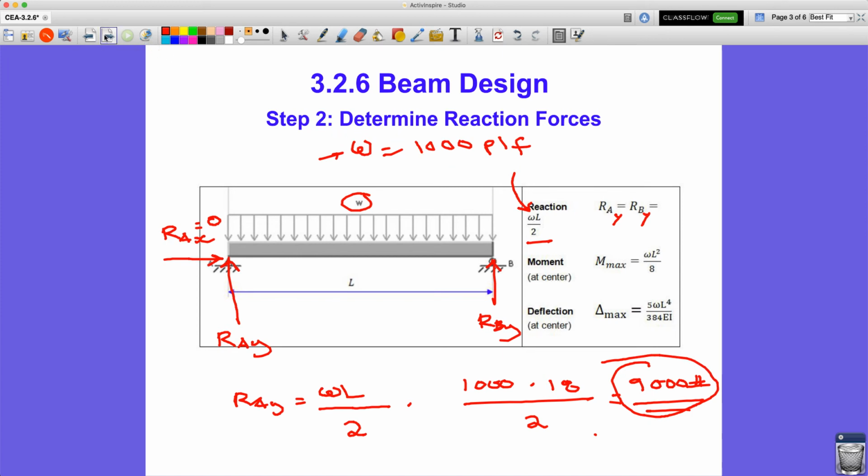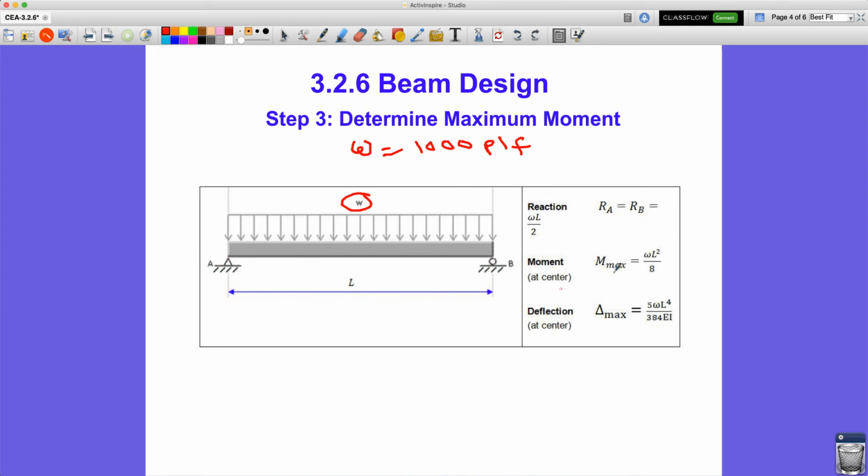So now we're going to do maximum moment. Here's the formula for maximum moment. You could, of course, draw your shear and moment diagrams and use the area under the shear curve to get the maximum moment. But I think most of you at this point would rather just plug and play in the formula. So maximum moment is omega L squared over 8. Omega L squared over 8. Let me touch that up a little bit.